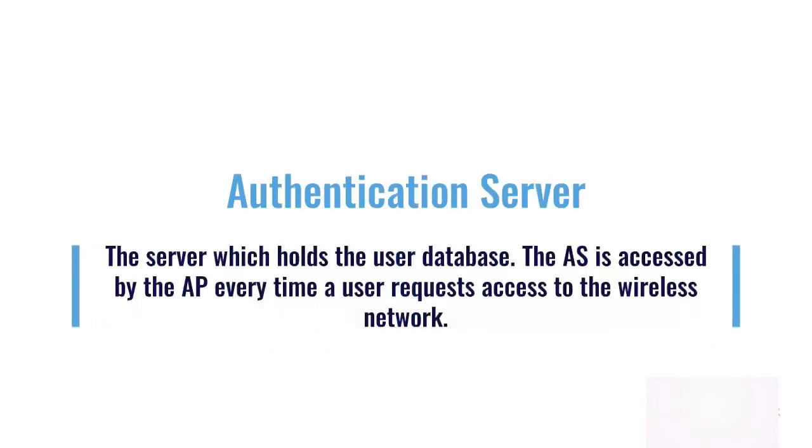The authentication server is the server which holds the user database. The authentication server (AS) is accessed by the access point (AP) every time a user requests access to the wireless network. The authentication server searches for the user in its database, validates their credentials and informs the access point. The authentication server is not always present in a wireless network, and in simple home and office wireless networks the user database is stored in the access point (AP).